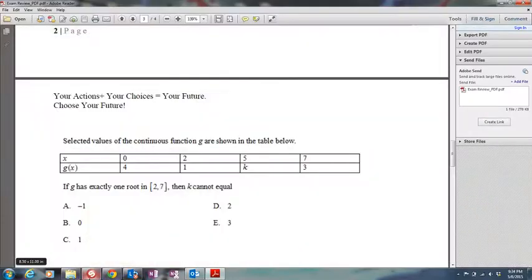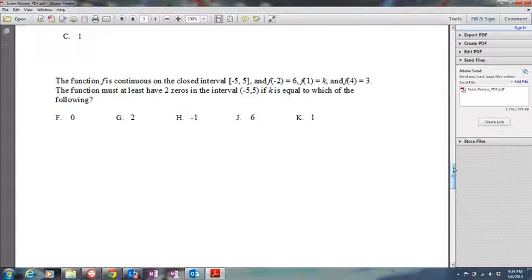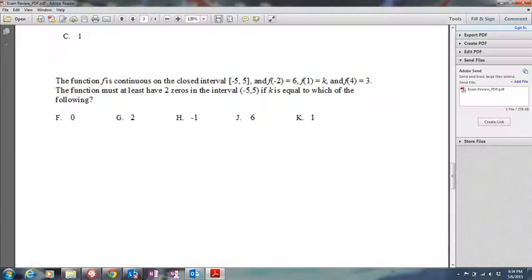And finally, the last problem that was requested was the one right below it. It says the function is continuous on the closed interval negative 5 to 5. The first thing is I have a point negative 2, 1, 2, 3, 4, 5, 6. Again, I'll show you my picture in a second. I have 1 comma k. Don't know what that is. 4 comma 3. 1, 2, 3, 4. 1, 2, 3. So here's what we've got with regards to the picture. And it tells me it must have two zeros if k is equal to which number?